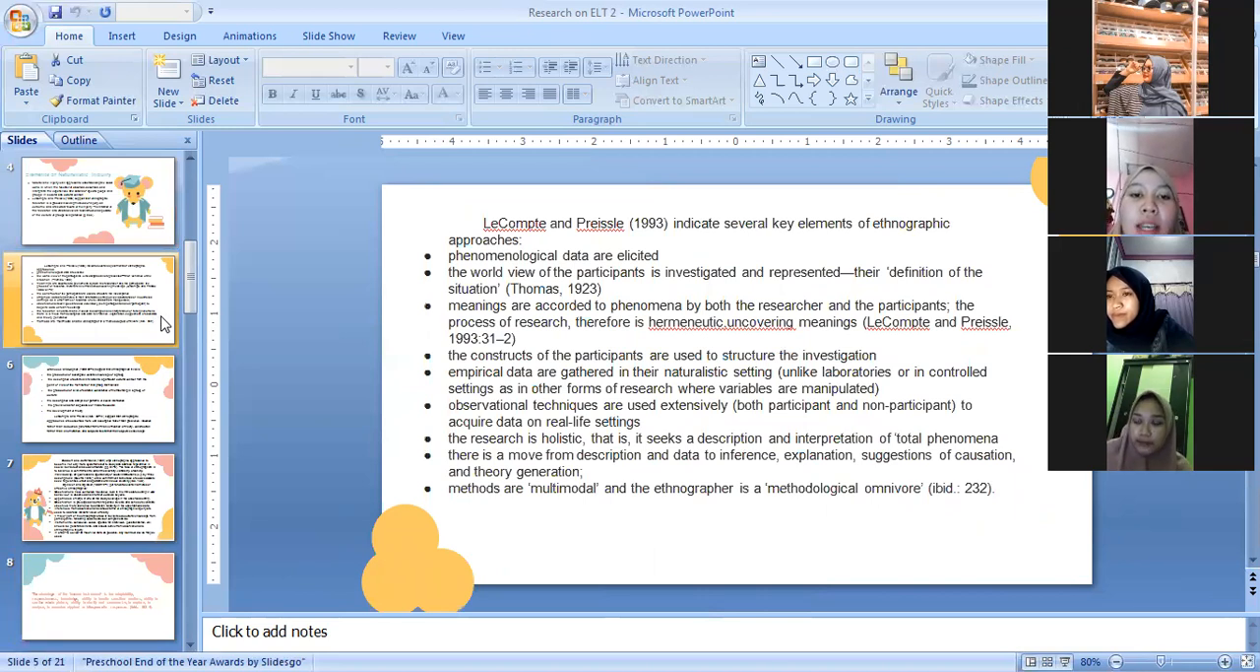Lecomte and Bressel, 1993, indicate several key elements of ethnographic approach. First, phenomenological data are elicited. Second, the worldview of the participants is investigated and represented, the definition of the situations. Third, meanings are accorded to phenomena by both the researcher and the participants. The process of research, therefore, is hermeneutic, uncovering meanings. And the fourth, the constructs of the participants are used to structure the investigations.